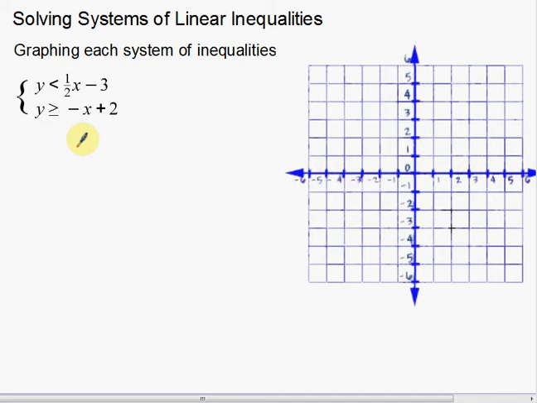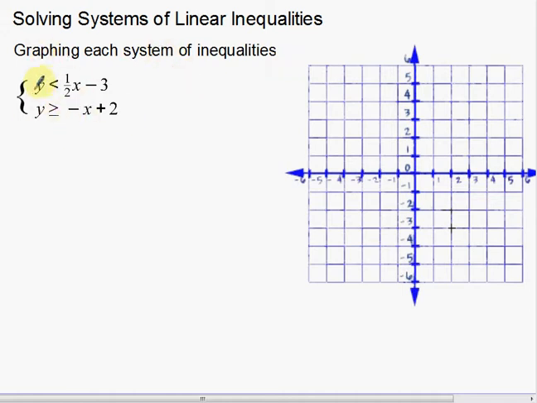In this video, I'm going to talk about solving systems of linear inequalities. Basically, how you solve a system of linear inequalities is you have to graph the system, and then your solution is going to be a shaded region. I'll show you what that is here in a minute. Okay, so here are my two inequalities. I'm going to graph the system of inequalities.